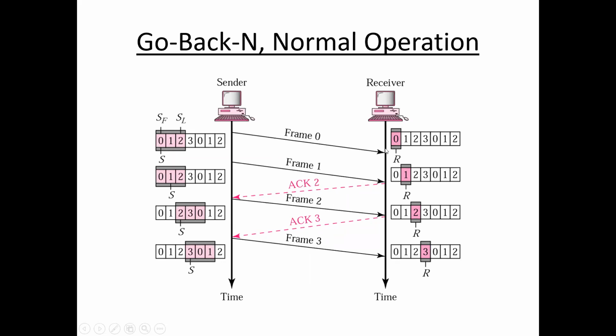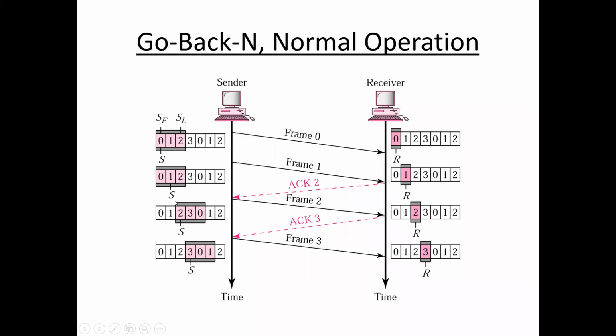After frame 0 is received, here 0 is completed. That means receiver receives 0. Next, sender sends frame 1 and receiver waits for this one. Next, here 0, 1 are received and receiver waits for 2. Okay, here receiver sends ACK2, that is acknowledgement for these two frames.